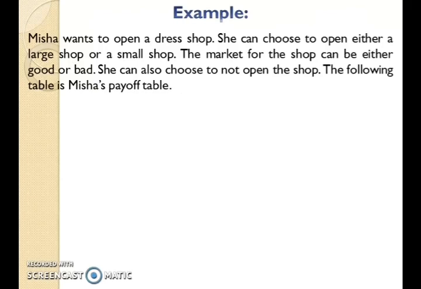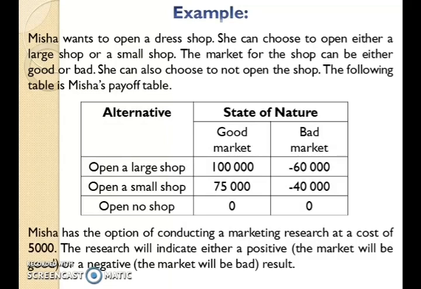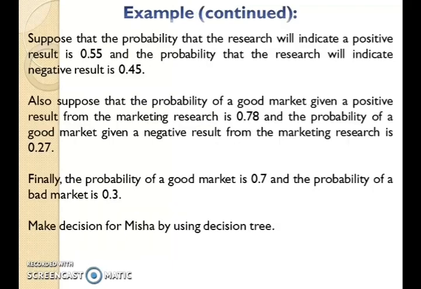Misha wants to open a dress shop. She can choose to open either a large shop or a small shop. The market for the shop can be either good or bad. She can also choose to not open the shop. The following table is Misha's payoff table. Misha has the option of conducting a marketing research at a cost of 5,000. The research will indicate either a positive or a negative result. With some information on probability, make a decision for Misha by using a decision tree.